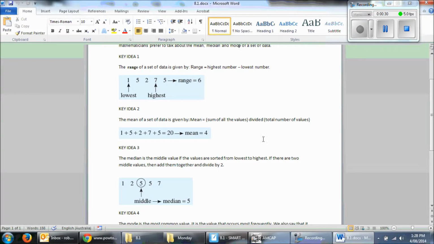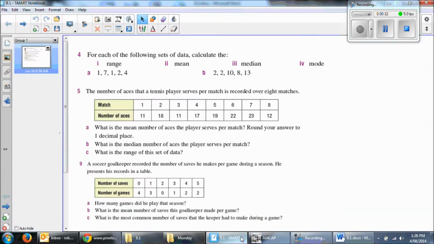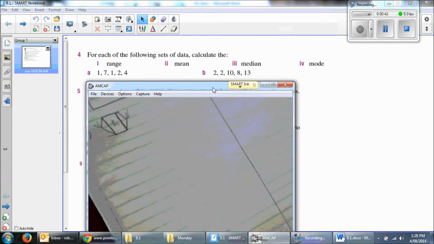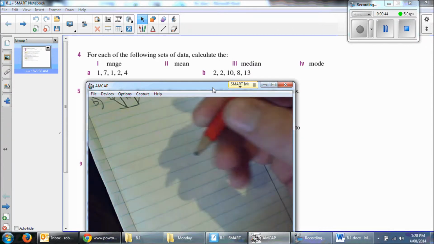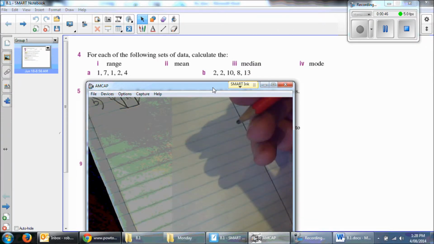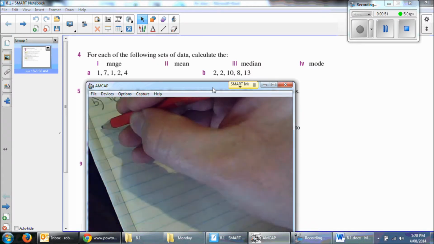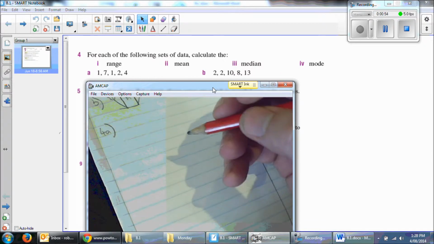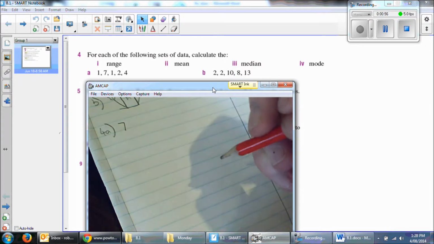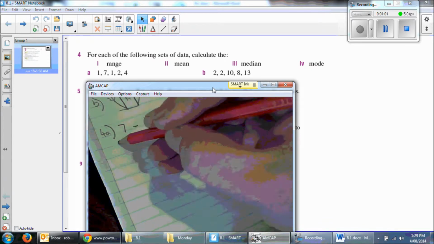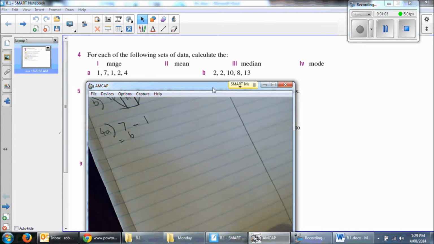So let's have a look at the question we were on, question 4. Our numbers here are 1, 7, 1, 2 and 4, and the range is the highest number take away the lowest number. For this, the highest number is 7, okay, and we need to take away the lowest number, which is 1. 7 take 1 is 6. That's our range. Very easy.